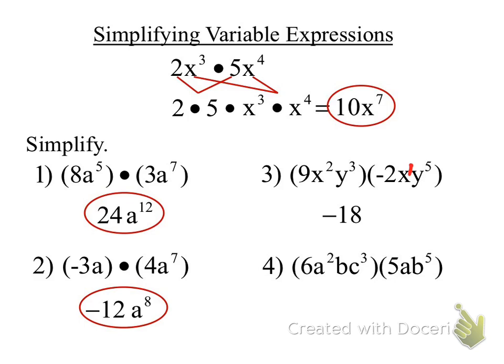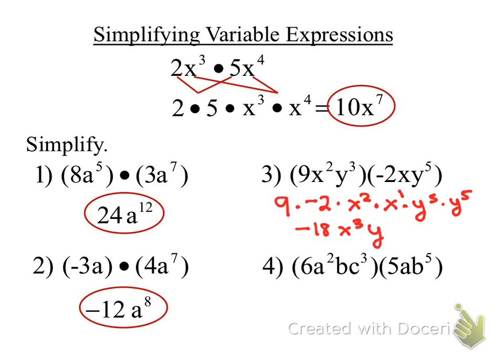So if I'm doing this, okay, let me do it so that it's 9, I'm going to put like things together. 9 times negative 2. Let's go x squared times x. X to the what? Good. Y to the 3rd times y to the 5th. So now I get negative 18, write this down, times x to the 3rd times y to the 8th. Okay?